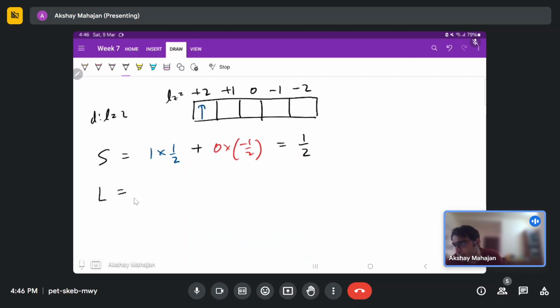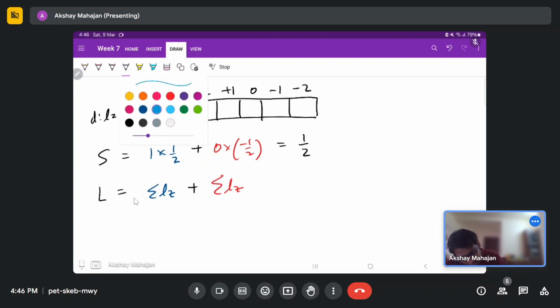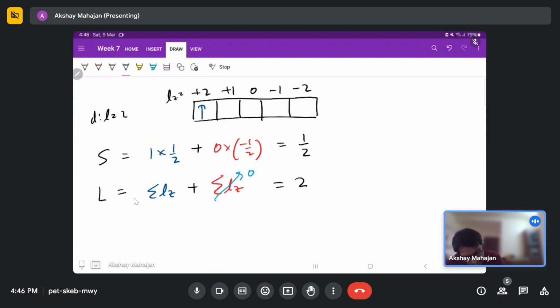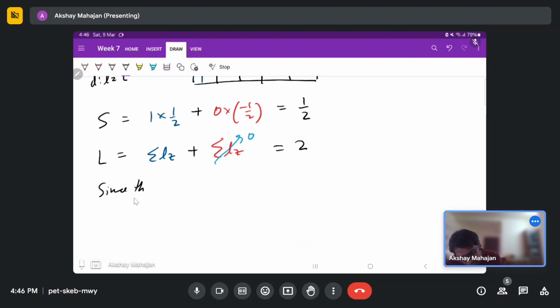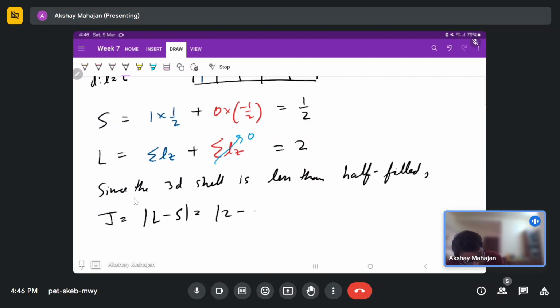And L will be equal to the summation of Lz for spin up plus the summation of Lz for spin down. We don't have any spin down, so that will be 0. And that will be equal to plus 2. And now since the 3d shell is less than half filled, J is given by L minus S, which is 2 minus 1 by 2. That will be 3 by 2.